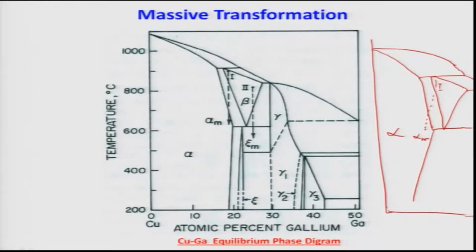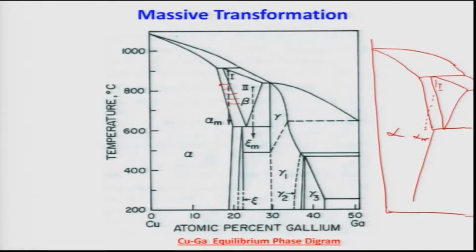As you cool it down, it will go from single phase to a two phase alpha plus beta, then again to a single phase alpha. Once the temperature is reduced from 900 to about 800 or 830 degrees Celsius, this alloy will come into the two phase regime, in which alpha and beta will be coexisting and their compositions will be given by the tie lines. If I draw, you can clearly see the tie line: alpha composition will be given by this point and beta by this point on the right side.